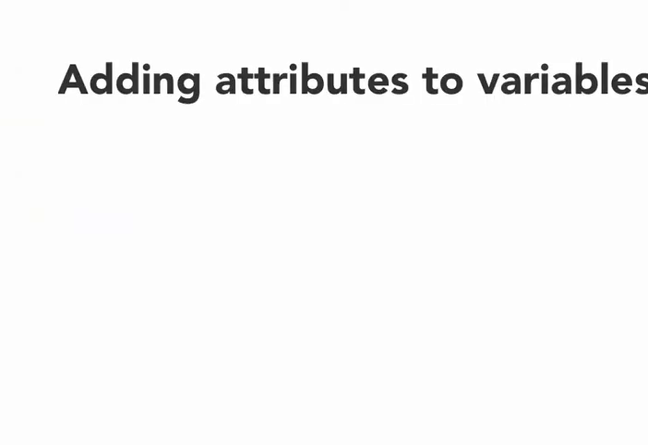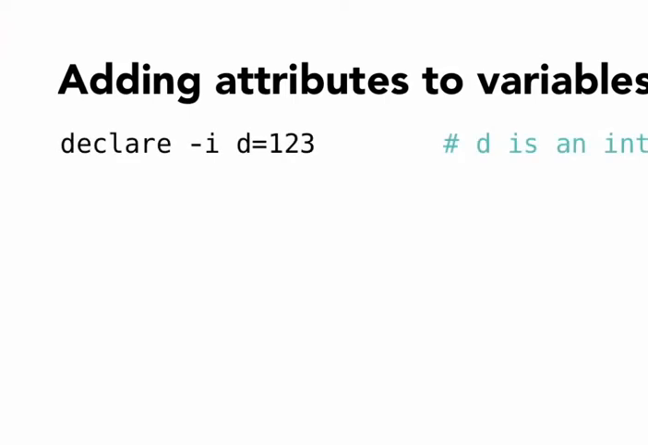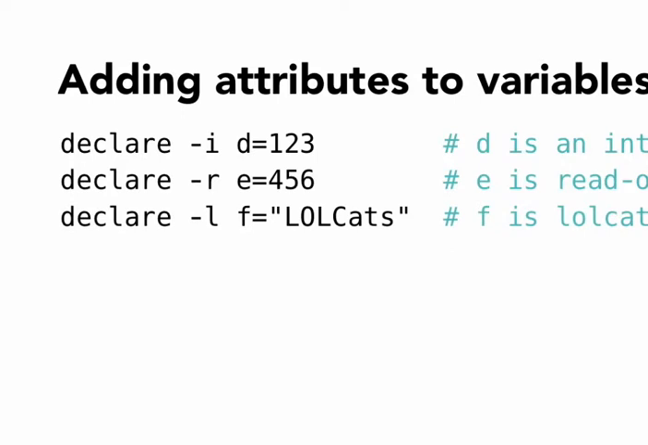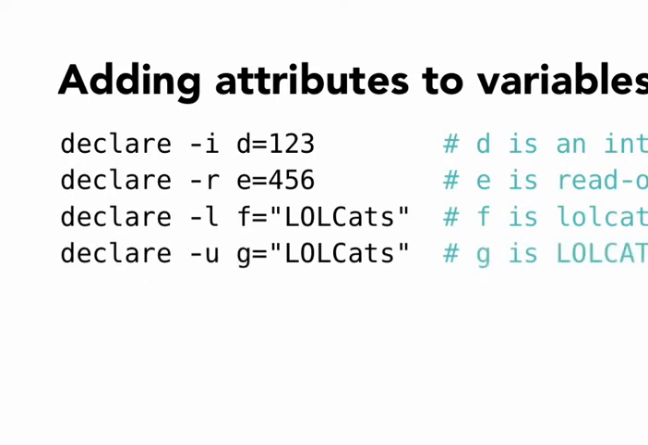You can give variables special attributes if you like, using the declare keyword. Declare -i in front of the variable marks that variable as an integer. Declare -r before a variable marks it as read-only. That means that it can't be modified later arithmetically or with string manipulation. You can also convert arbitrary strings to lowercase or uppercase with -l and -u respectively.